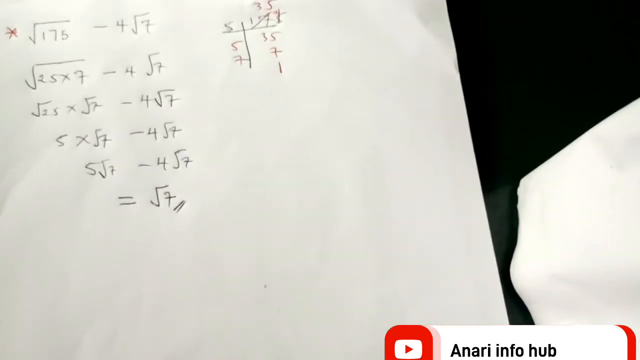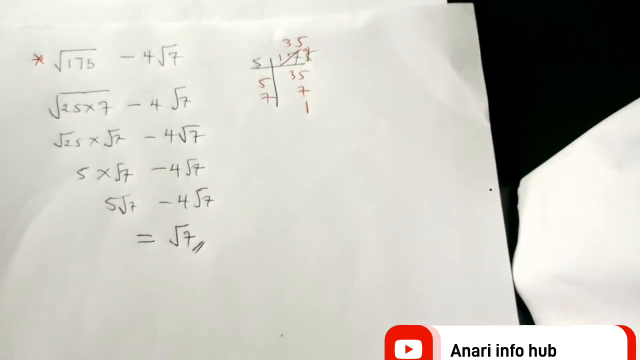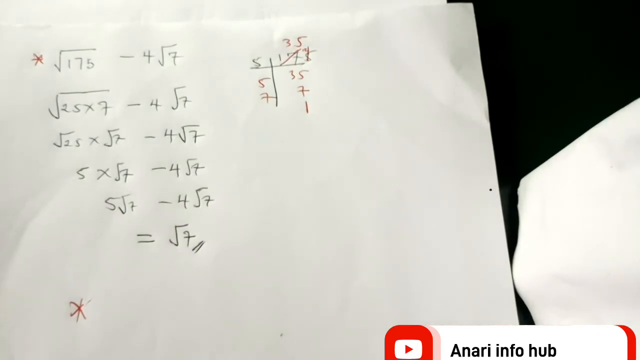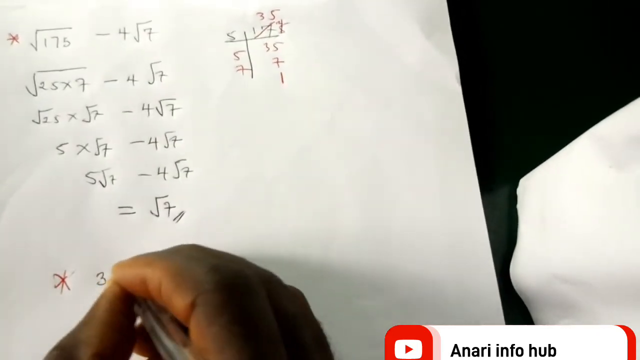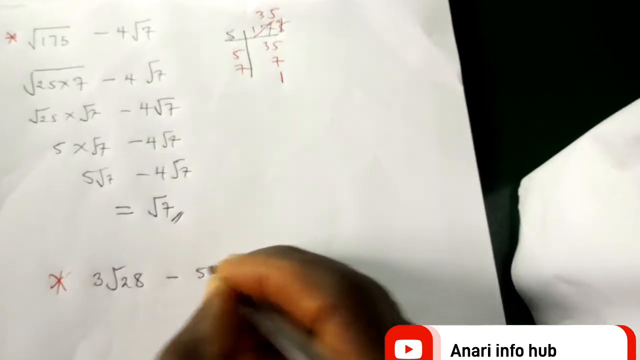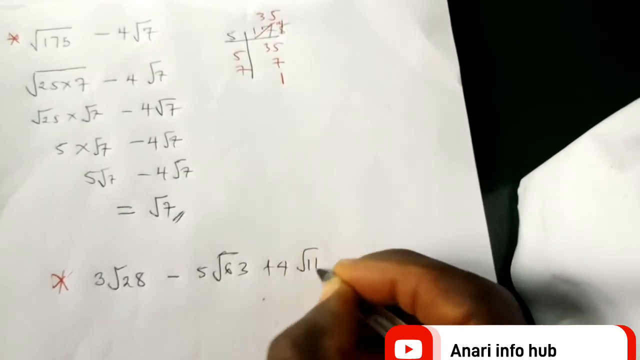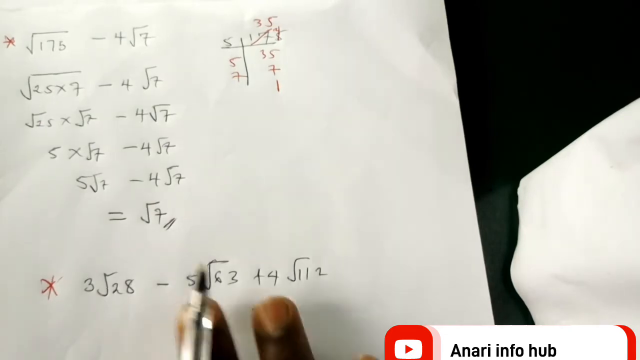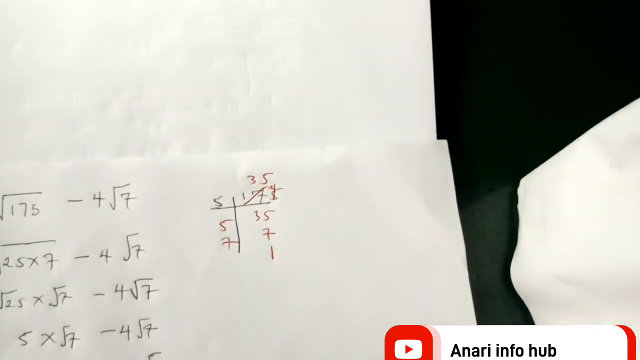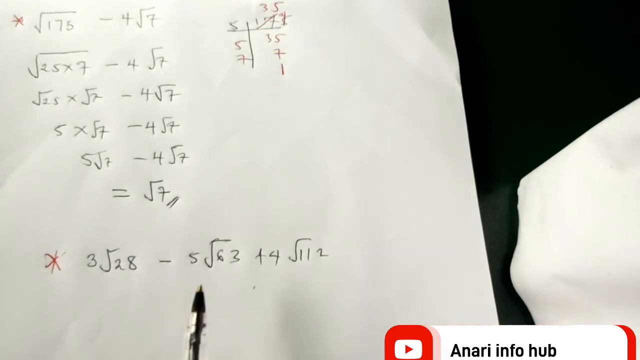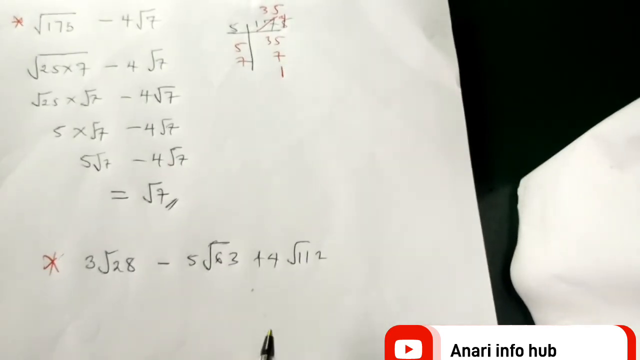The last but not the least that we have says 3 root 28 minus 5 root 63 plus 4 root 117. If you find it difficult to break this down, just express each as a product of prime numbers, like we did here, that is how to get those two numbers. It is a must that one of them should be a surd, while the other one should be a rational number, that is a number that has a square root.